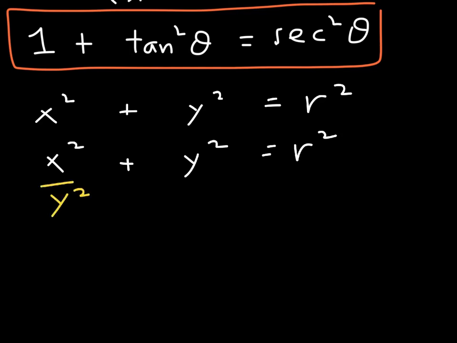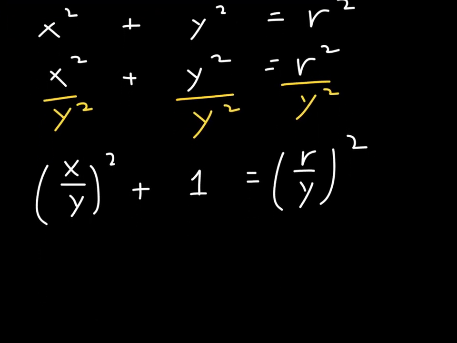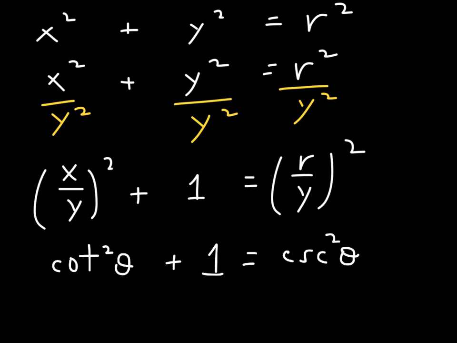Y squared, y squared, y squared. That leads us to (x over y) squared plus 1 is equal to (r over y) squared. Now, x over y is exactly how we define cotangent of theta. So this is cotangent squared of theta plus 1 is equal to, now r over y is just cosecant of theta, but this is cosecant squared of theta. So this is the third Pythagorean theorem.